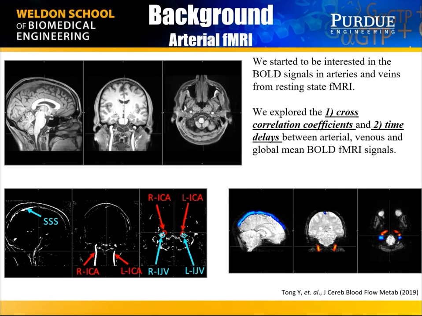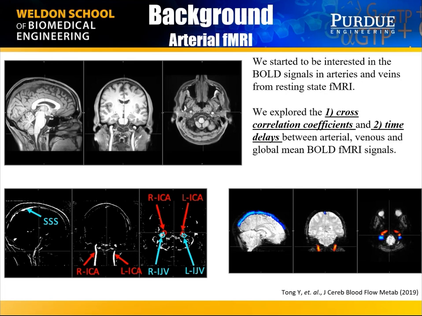About 3-4 years ago, we became interested in the BOLD signal in the large blood vessels, for example in the internal carotid artery, in the superior sagittal sinus, and of course in the global mean. In this study we try to extract time series from these large blood vessels and do cross correlation between them. Using the cross correlation, we try to map out how the cerebral blood flows through the brain. The idea is very simple. We work on resting state fMRI data.